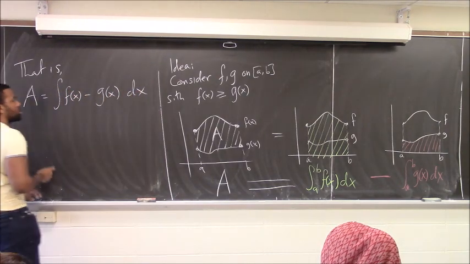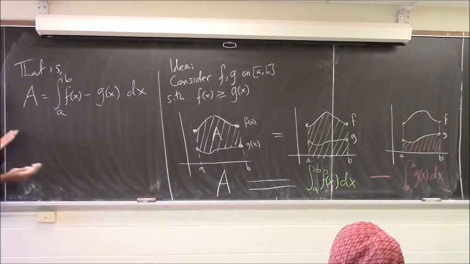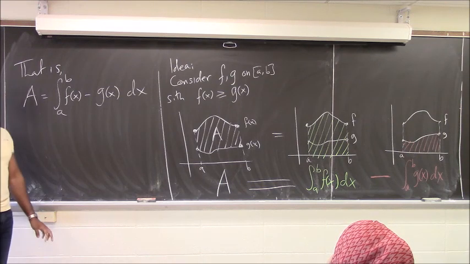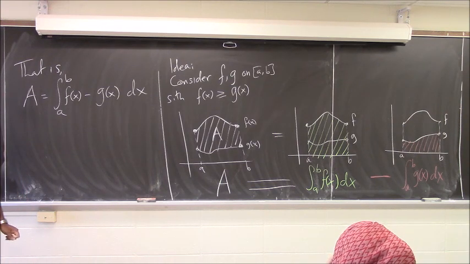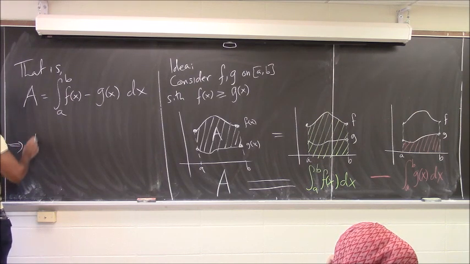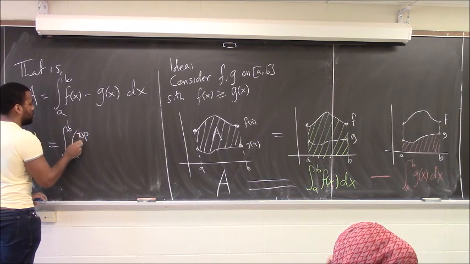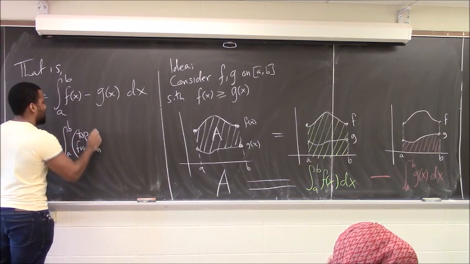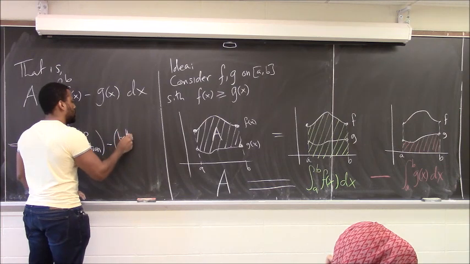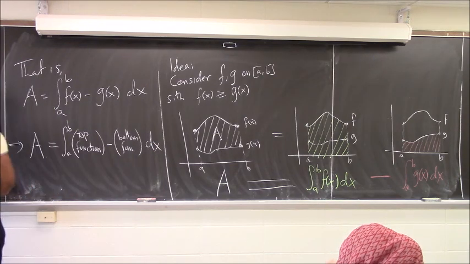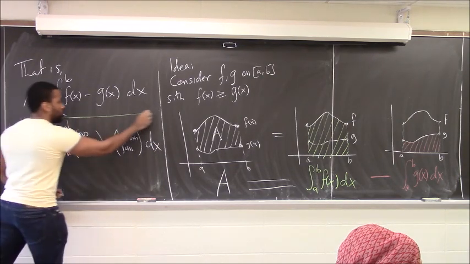Integrals distribute across sums, so I can actually write this as one big integral, where I'm subtracting the bottom function from the top function, and I'm integrating that result. And in fact, probably the way you want to remember it is exactly like that. If you want to find the area between curves, it will be the integral of the top function minus the bottom function, dx. And that's probably how I want you to remember the formula.